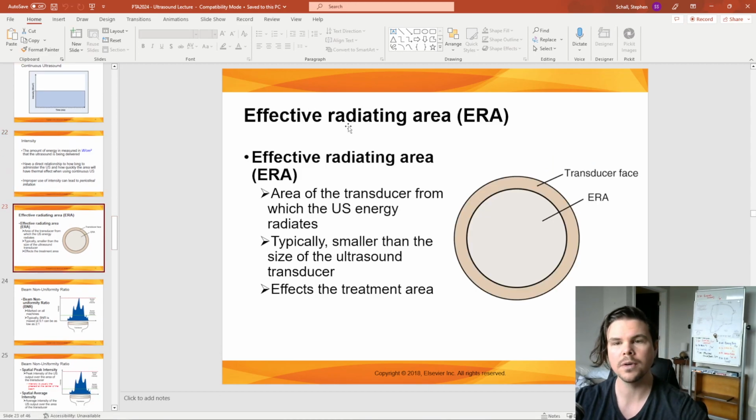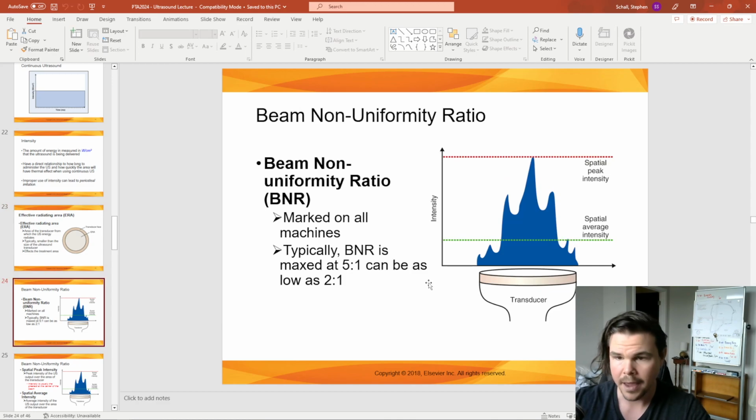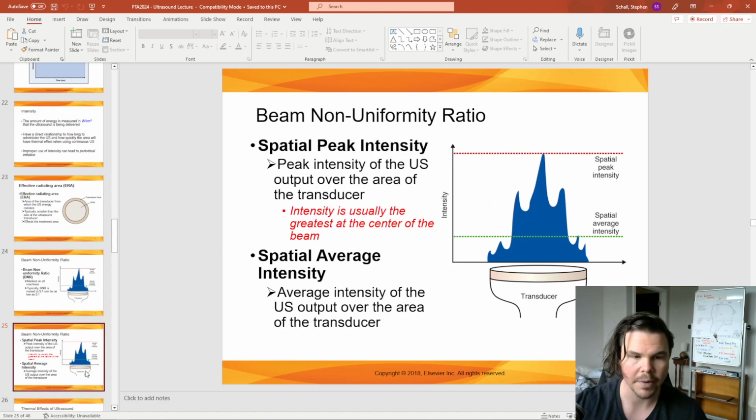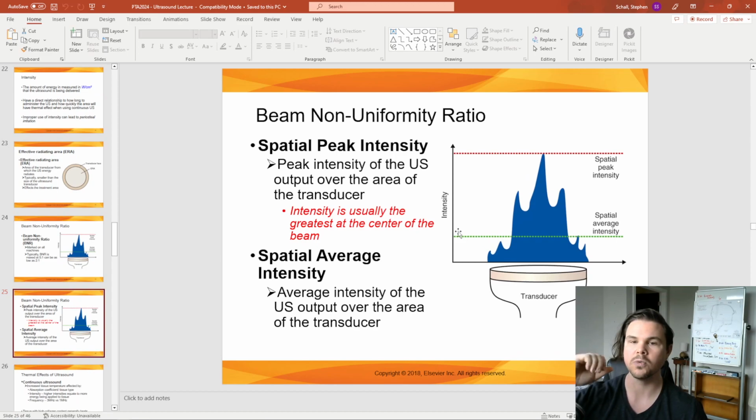I want you guys to know the ERA. It's a fairly simple concept, right? You've got the transducer face, and the ERA is just the area within that face that is actually conducting and radiating that ultrasound energy, right? Same deal with the BNR, the beam non-uniformity ratio. So again, we said it's a fancy way of saying that the higher intensity, here it is right here, what we call the spatial peak intensity, is going to be right over the dead center aspect of that transducer head. And you can see that here, right? Dead center, we're going to get that spatial peak intensity.